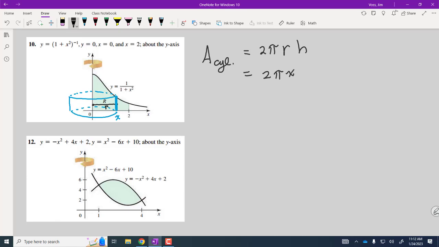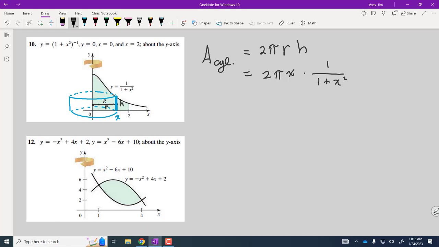And then how about the height? What is the height of that element? The height of the cylinder. Right, that is what? It is the function. This function, 1 over 1 plus x squared, that's measuring this vertical distance from the x-axis up to the curve. So that is acting like the height of the cylinder at that element, right there. So the function goes in here, 1 divided by 1 plus x squared.